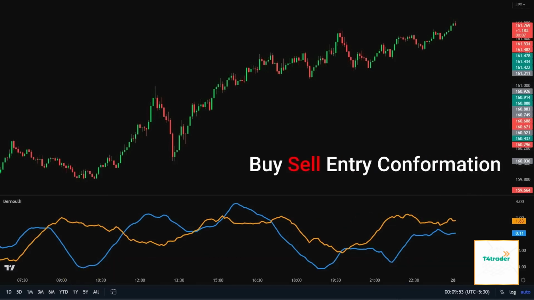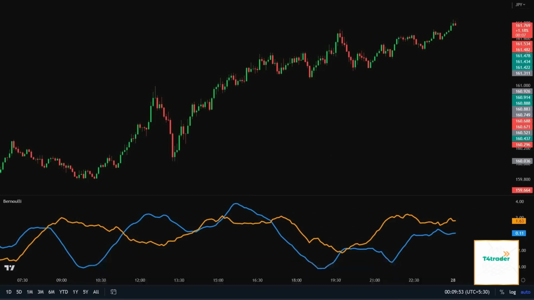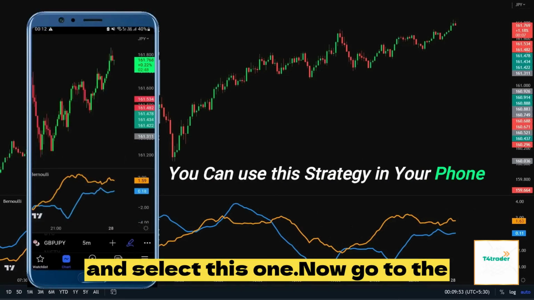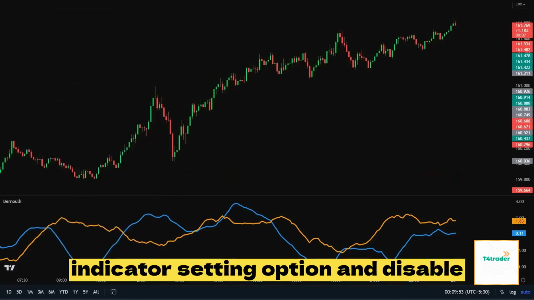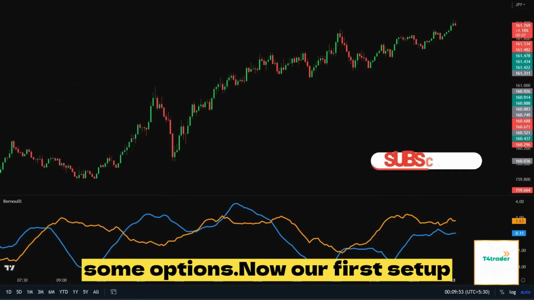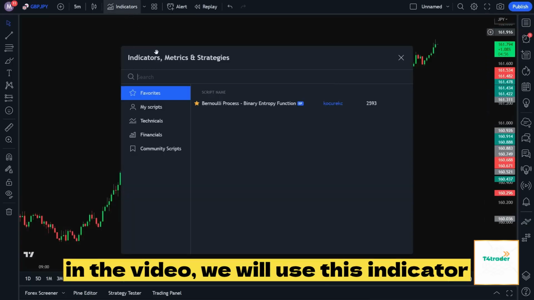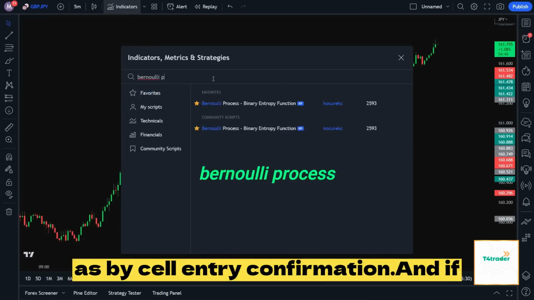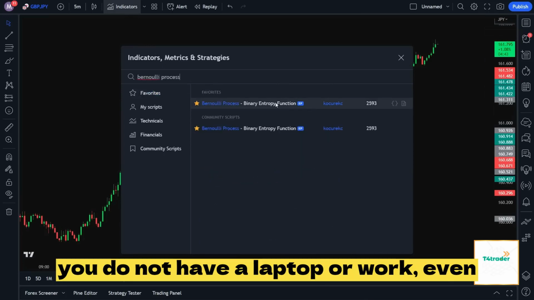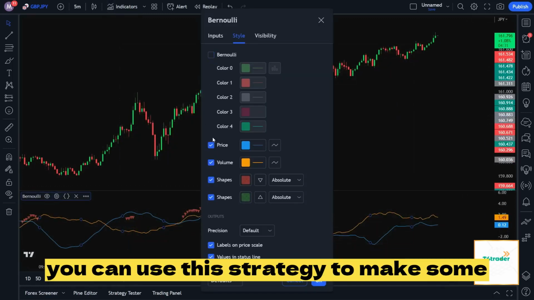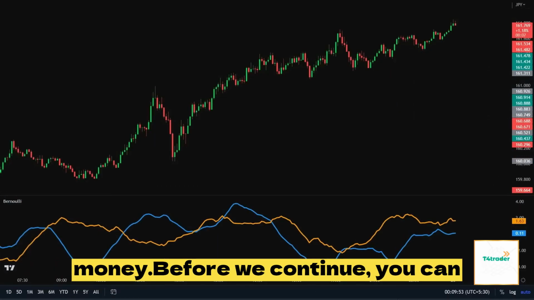Now it's time to add indicators to our chart. Go to the Indicators menu, search for it, and select this one. Now go to the indicator settings option and disable some options. Now our first setup is ready. As I already mentioned earlier in the video, we will use this indicator as buy-sell entry confirmation. And if you do not have a laptop or even if you trade with cell phone devices, you can use this strategy to make some money.